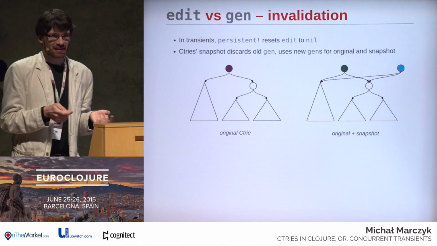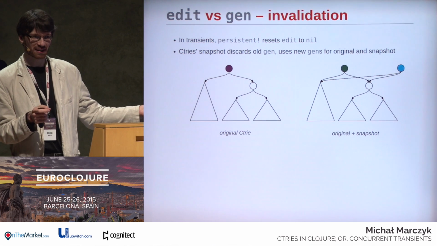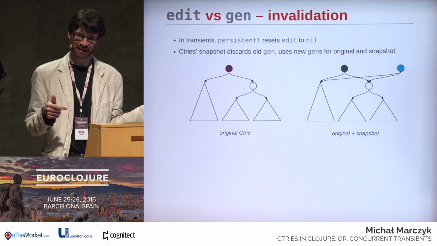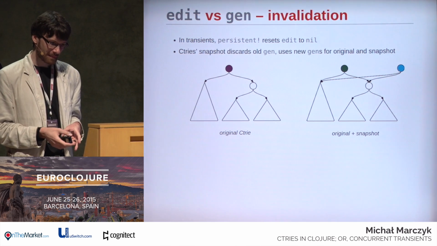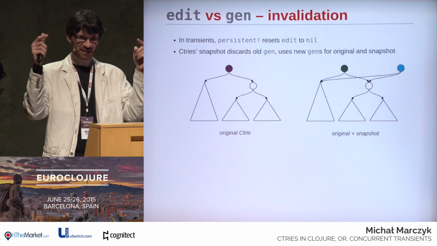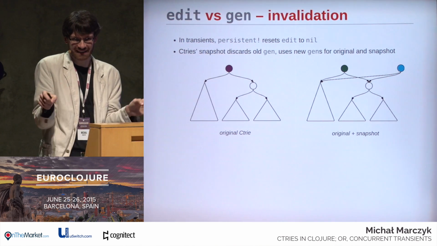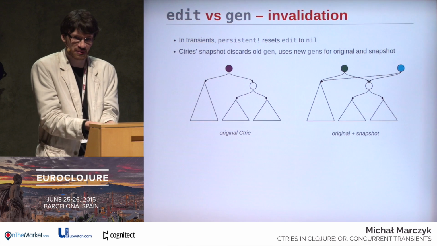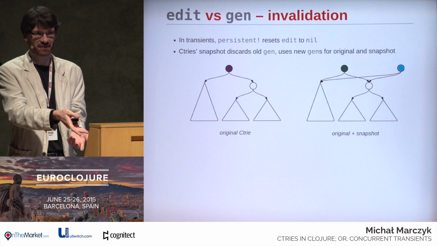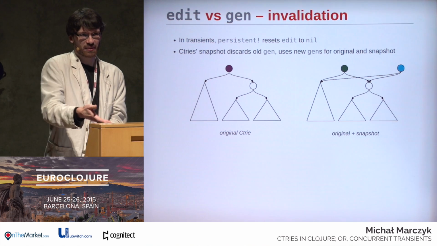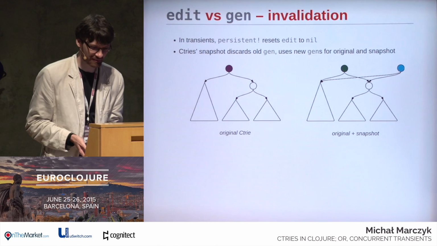In ctries, something similar happens when you take a snapshot. Snapshots discard old generation markers and install new ones, both in the original and in the new independent ctree. And the presence of a new generation marker in the root causes all accesses to internal nodes of the tree to update them to the latest generation first before doing anything else. And so it is in this way that path rewriting happens, and updates to things that shouldn't be updated are in this way also prevented.